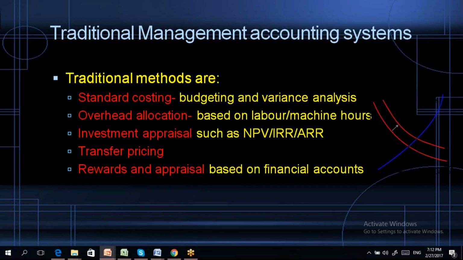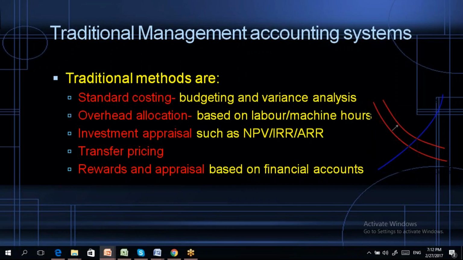And under the traditional method, we used to allocate or apportion overheads mostly based on three methods. Can you remember the methods? Labor hours. What are the other ones? Labor hours, machine hours.